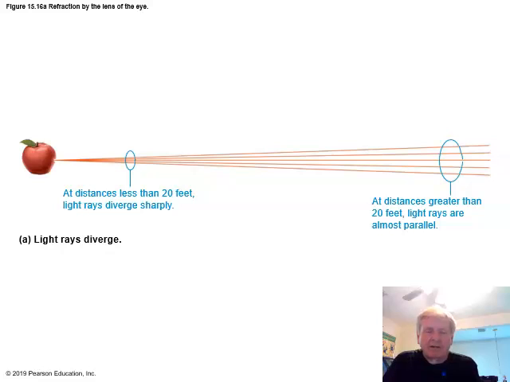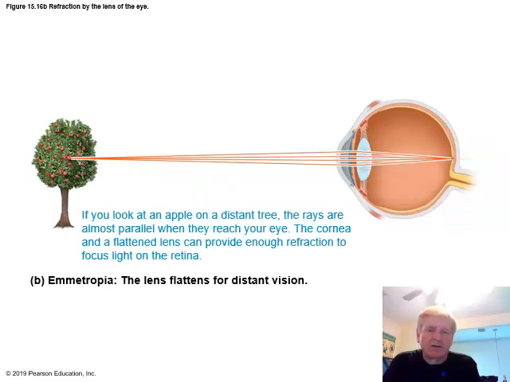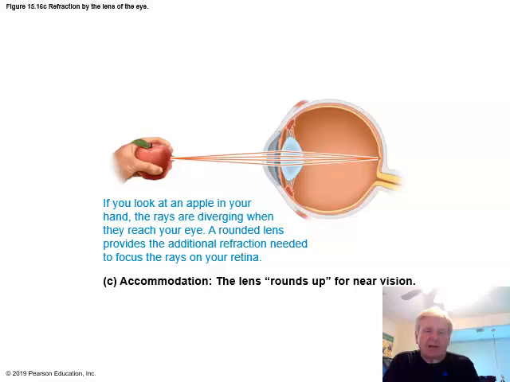So this is for images that are seen at distances greater than 20 feet. The light rays are parallel. At less than 20 feet, the light rays will diverge greatly. If you look at an apple on a distant tree, the rays are almost parallel when they reach the eye. So the cornea and a flattened lens will bring the image to a sharp focal point to focus the light on the retina. And if you bring, let's say, an apple in your hand, the rays are diverging when they reach the eye. So now you need a more rounded lens, and that will provide the additional refraction needed to focus the rays on your retina.